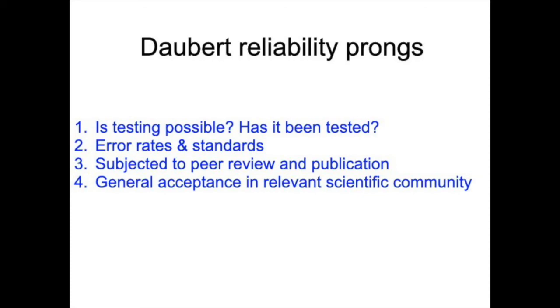The Daubert prongs are, is testing possible? Has a method been tested? The idea is that under Rule 702 on reliable evidence, for an expert to testify, there should be a method that's reliable, there should be sufficient data, the method should be reliably applied to the data. But how do we know it's reliable? Enter the Daubert prongs. The first prong is testing. The second is error rates and standards for the use of the method. The third is, has there been peer review and publication?